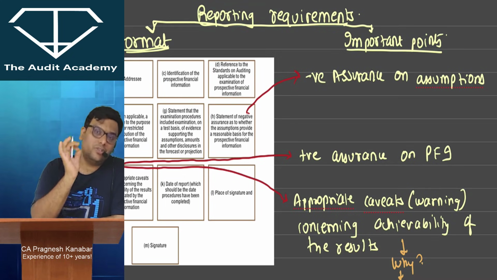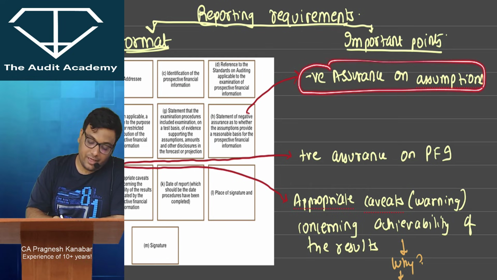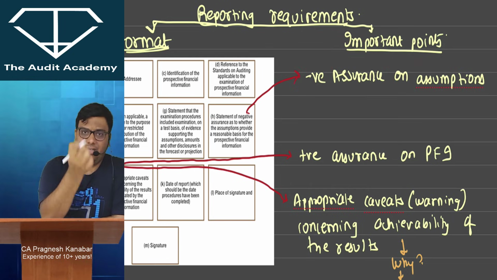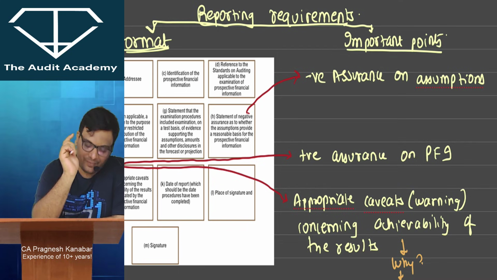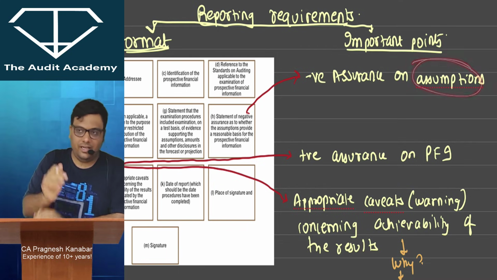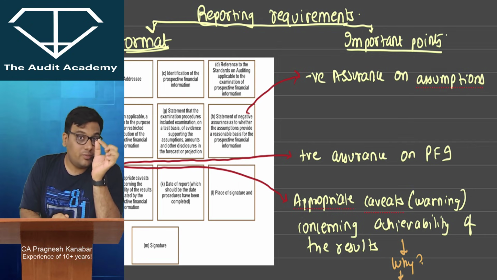So itna main assume kar raha hoon that you know this word negative assurance. Still I will just repeat in one line. If I say Raju is a good boy, it is a positive assurance. Wahi cheez ko main negative mein kaise bolta hoon? Raju is not a bad boy. All right, then it is a negative assurance. Correct.